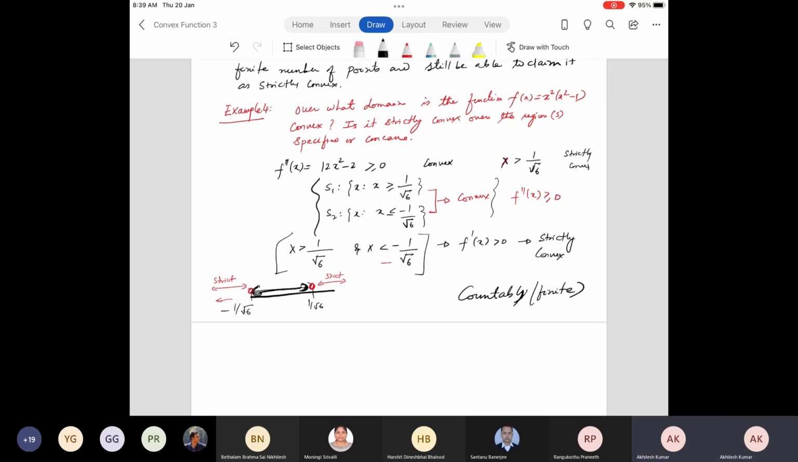Is f double dash x greater than 0? Should be greater than 1 by f double dash x. Any point between, forget about anything, just put f double dash x. Sir, we can take x equals 0. Just put x equals to 0, yeah. What is it? Okay, I understood, sir. I got it. Got it? Yes. Okay.